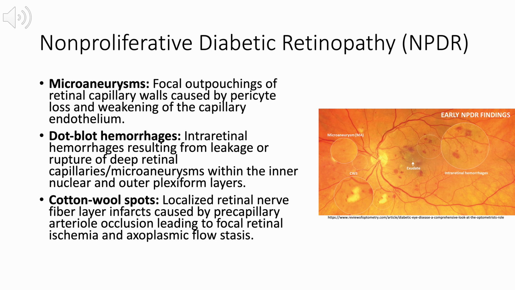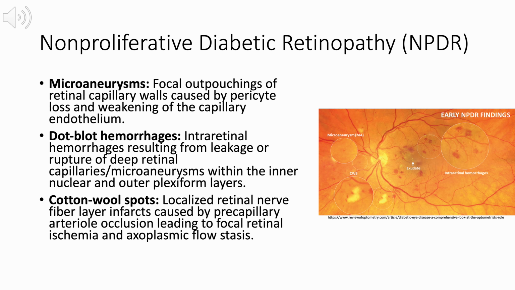Microaneurysms are focal outpouchings of the retinal capillary walls, caused by pericyte loss and weakening of the capillary endothelium. Recall from our pathogenesis discussion that pericytes provide structural support to the capillary. When they are selectively lost, the wall balloons outward at focal points. Microaneurysms are therefore the earliest visible signature of that pericyte loss, which is precisely why the presence of at least one microaneurysm defines the entry point into diabetic retinopathy.